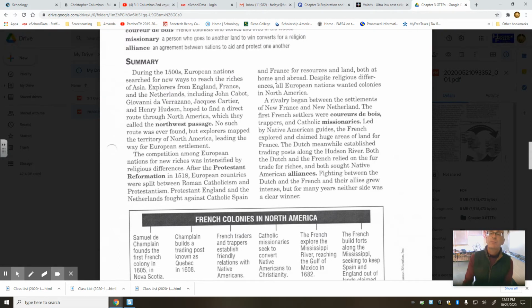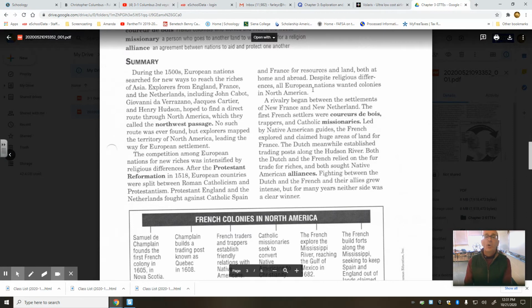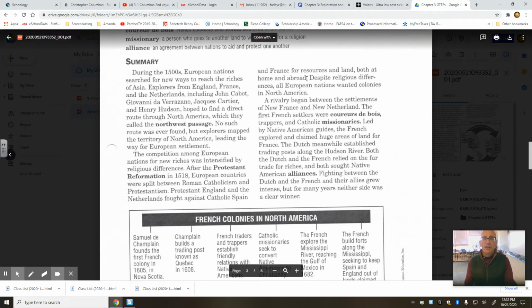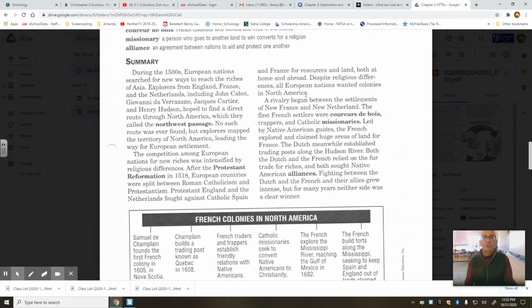And despite religious differences, all European nations wanted colonies in North America. And as a result, all of these nations that are looking to colonize in North America, to include France, England, and the Netherlands, are all bringing their religious beliefs with them to North America. And although they're all Christian faiths, many of their Christian beliefs differed. And this would cause differences and arguments and sometimes bloodshed between people of different religious backgrounds.